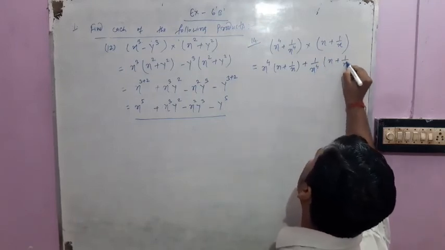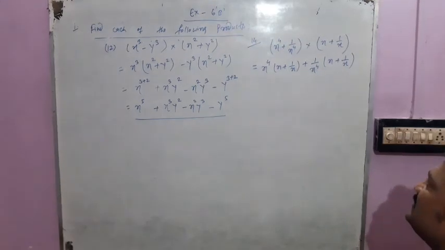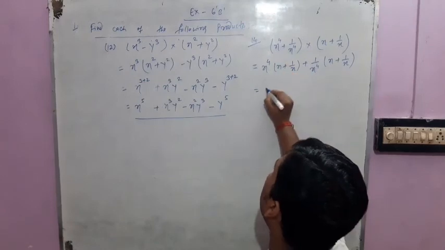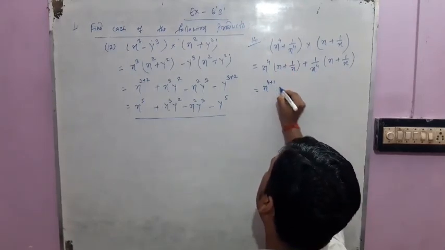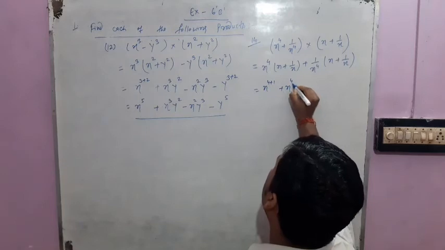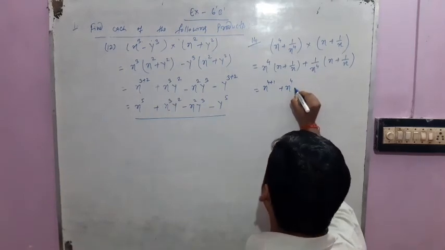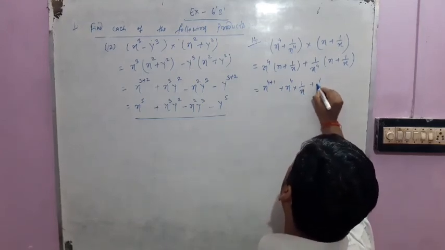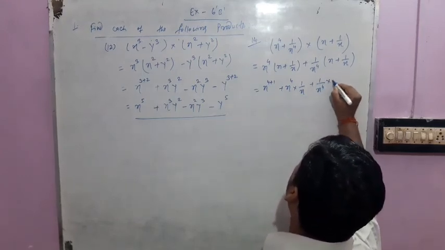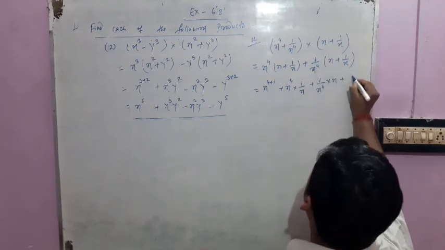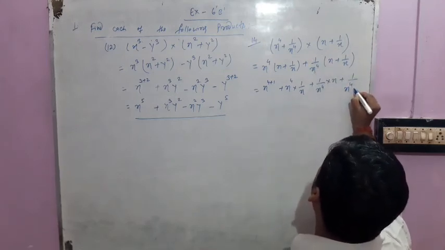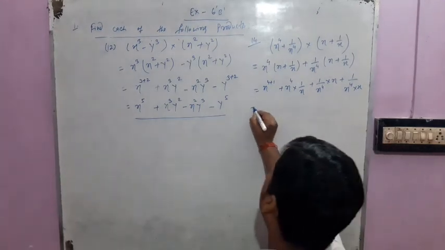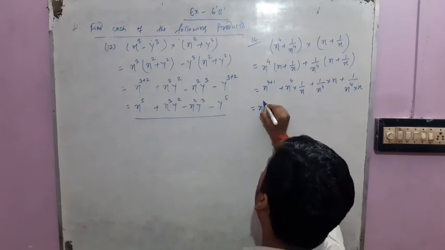Okay students, now here both having the same base, so we add their exponents, x to the power 4 plus 1. Then we multiply x to the power 4 into 1 by x. Again 1 by x to the power 4 we multiply with x, and then 1 ones are 1, and x to the power 4 we multiply with x. Okay students, now we are solving it. Here x to the power 4 and 1, 5.